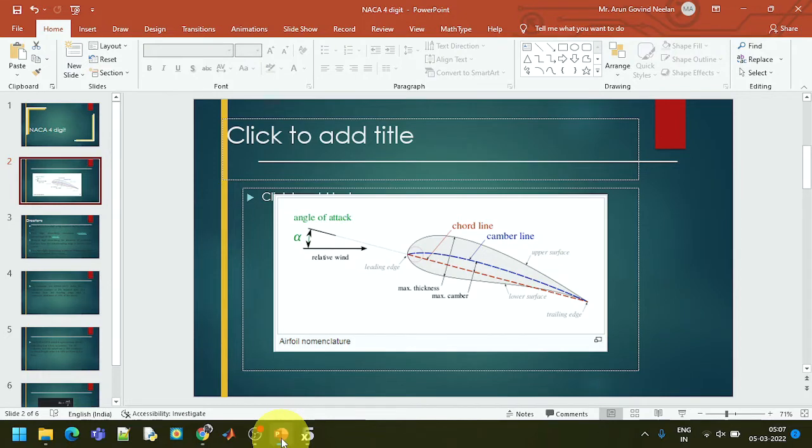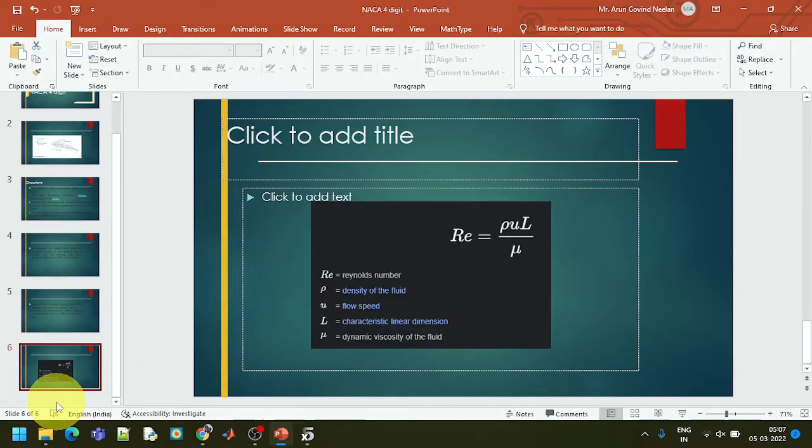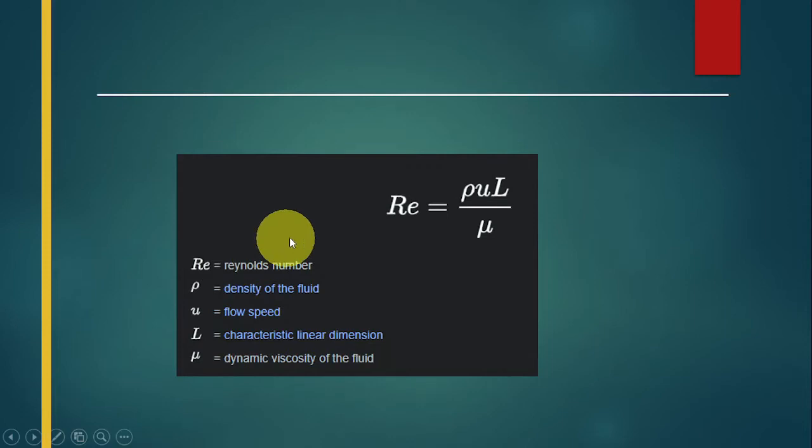Now we shall see what is Reynolds number. Reynolds number is a non-dimensional number generally defined as the ratio between inertial and viscous forces. The formula for the Reynolds number is rho u L by mu, where rho is density, u is the speed of the flow, L is the characteristic length or characteristic dimension of the flow, and mu is the dynamic viscosity.